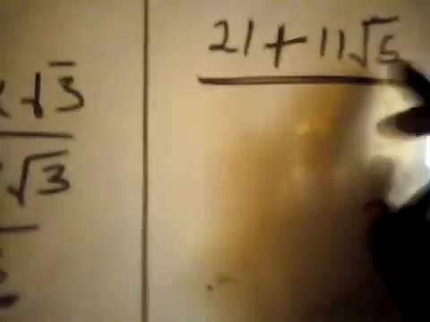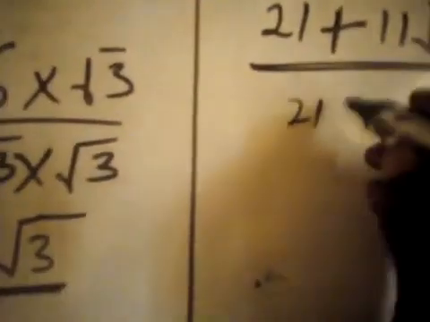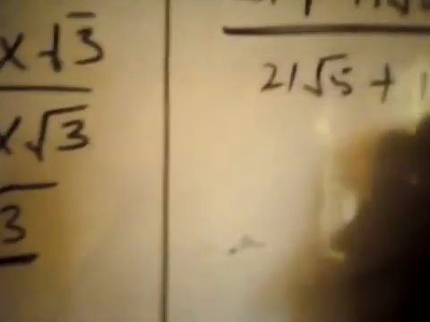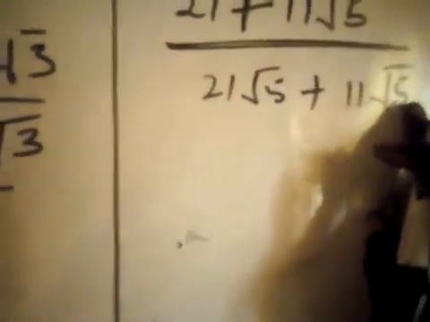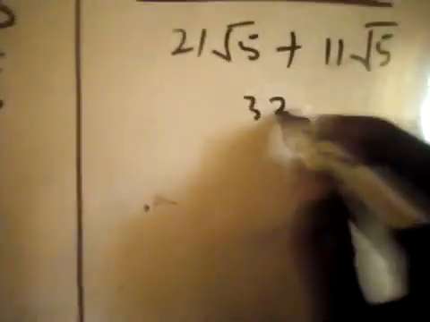Do you understand? You cannot add this and this together. Why? Because they are not the same. This is a whole number, this is a what? Surd. So you cannot add it. Except, let's say for example, we have 21 root 5 plus 11 root 5. You can add it because this and this are the same. Do you understand now? Then you have 32 root 5. But that's not the case here.